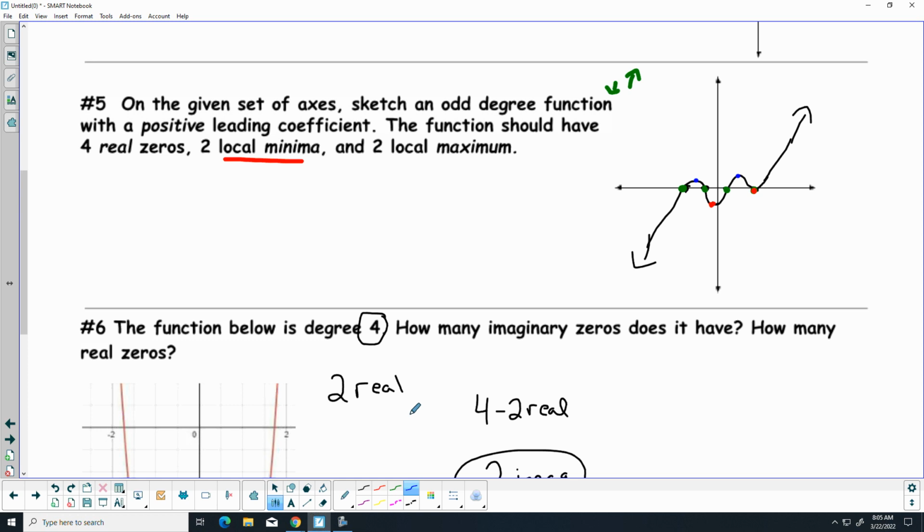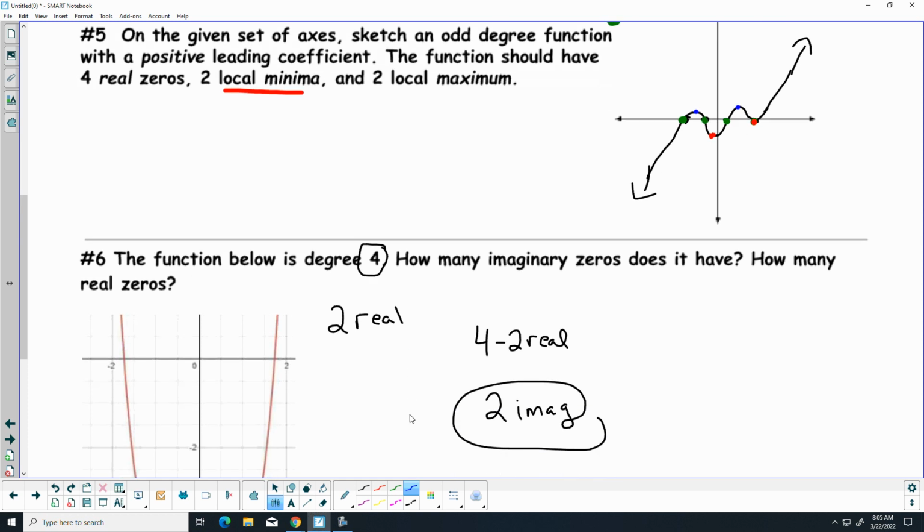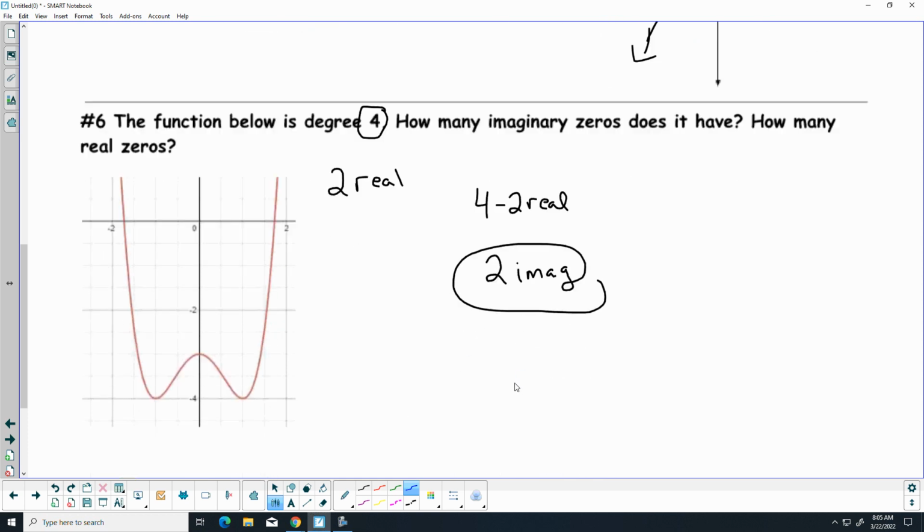So on number 6, the function below is degree 4. How many imaginary roots does it have? Well, if it's a 4th degree, you've got 4 zeros, and 2 of them are right there, so 4 minus 2 is 2 imaginary.